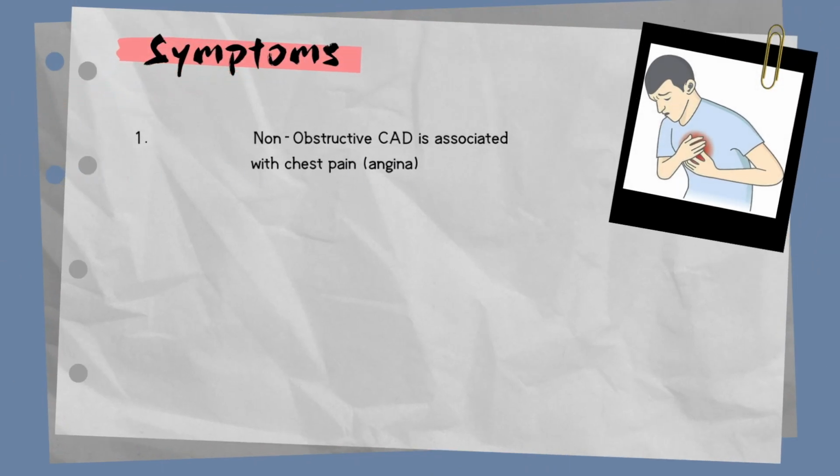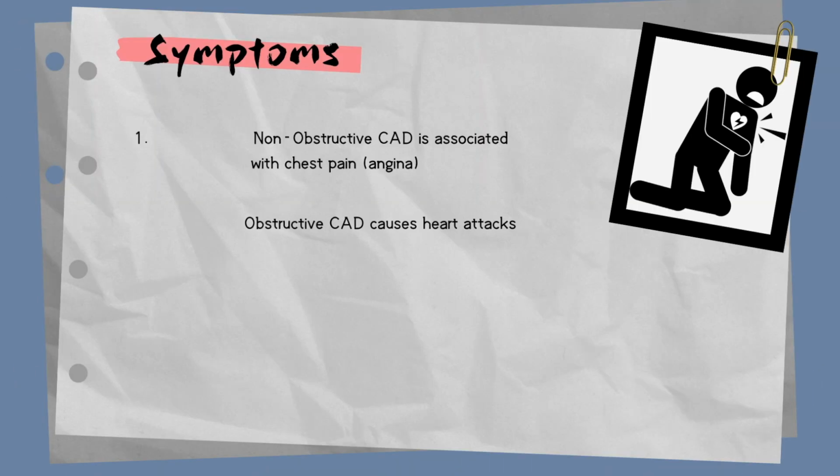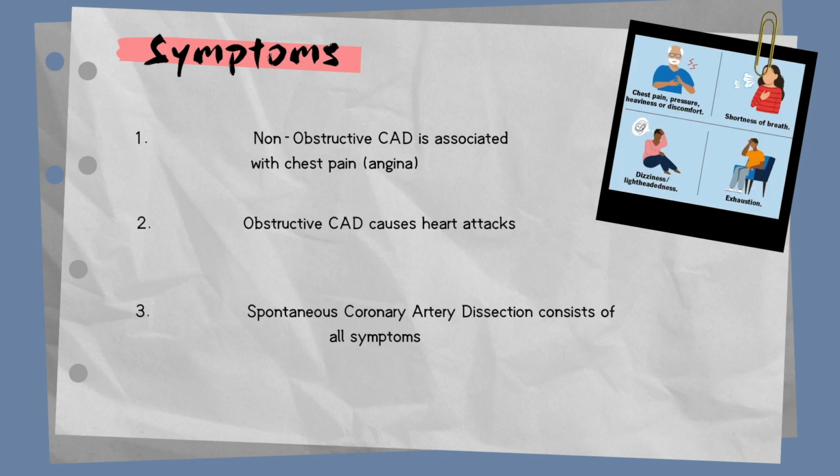The first, with the symptom of chest pain, is associated with the non-obstructive CAD that doesn't narrow the arteries as much as the next type. Heart attacks come with obstructive CAD since it interferes with the blood flow. Or the severe one, which is spontaneous coronary artery dissection, that consists of all the symptoms.